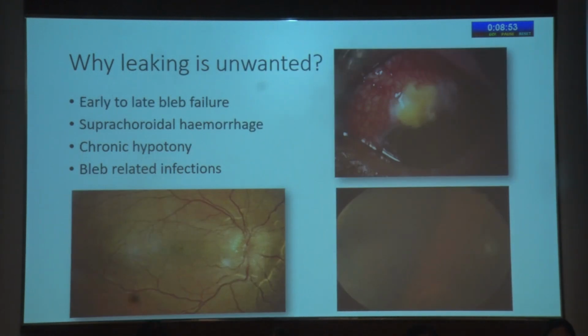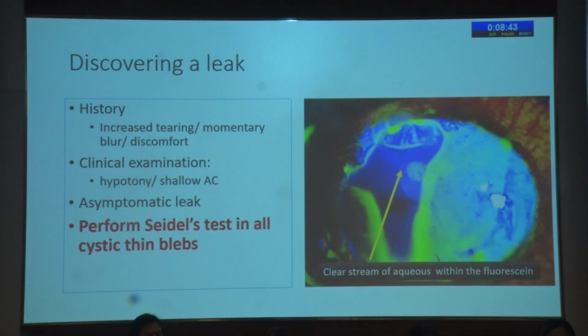So why is leaking unwanted? Because there is a risk of bleb failure, suprachoroidal hemorrhage, hypotonic maculopathy, and definitely bleb-related infections like blebitis and endophthalmitis. So it is important to discover a leak.